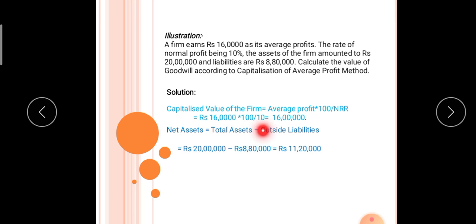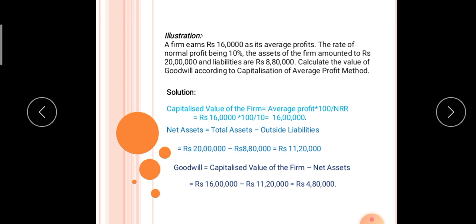What will be the next step? We will find out the difference between these two to find out the value of the firm's goodwill. The firm's goodwill will be calculated by finding out the difference between capitalized value of the firm and net assets or capital employed. And the amount is 16 lakh minus 11,20,000. So the value of the firm's goodwill is 4,80,000 rupees.